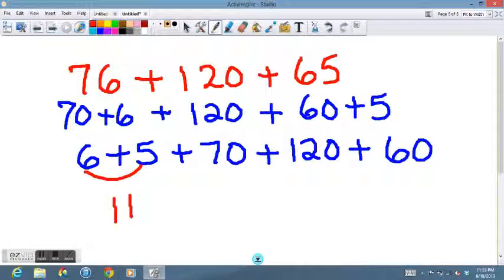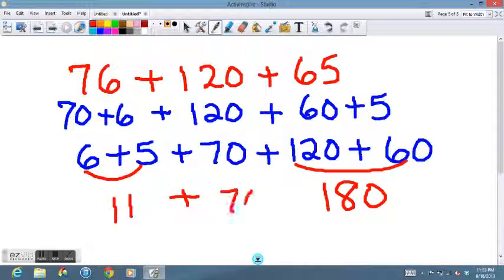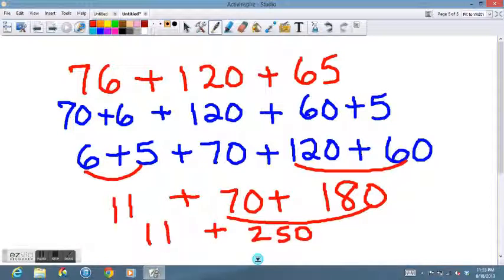Alright, I'm going to add the 120 plus 60 together. That's going to give me 180. And then I still have this 70 here. Alright, so now I would like to add the 70 and the 180, which is 250, and plus the 11, and so that's going to give me 261.